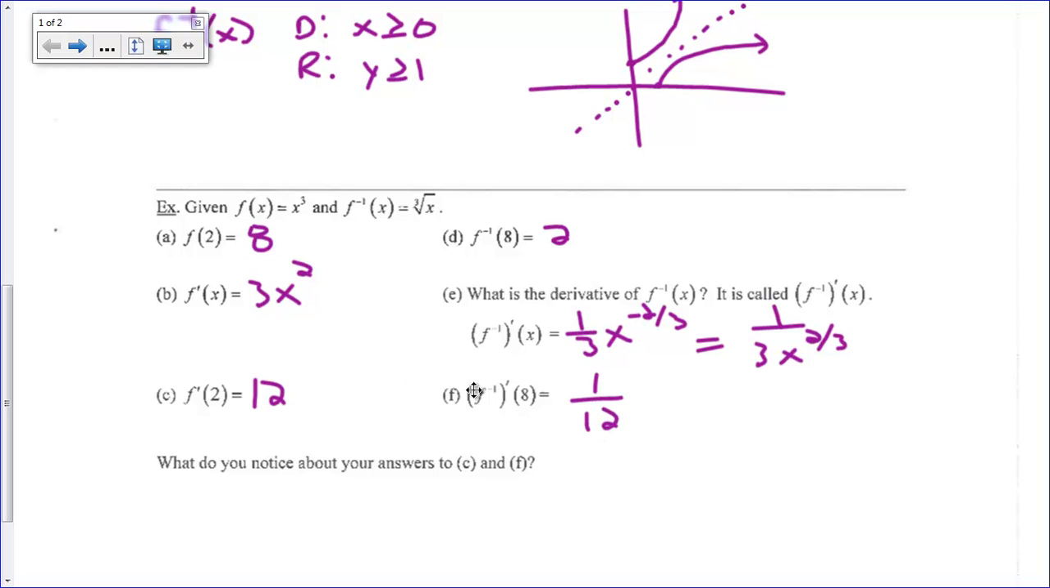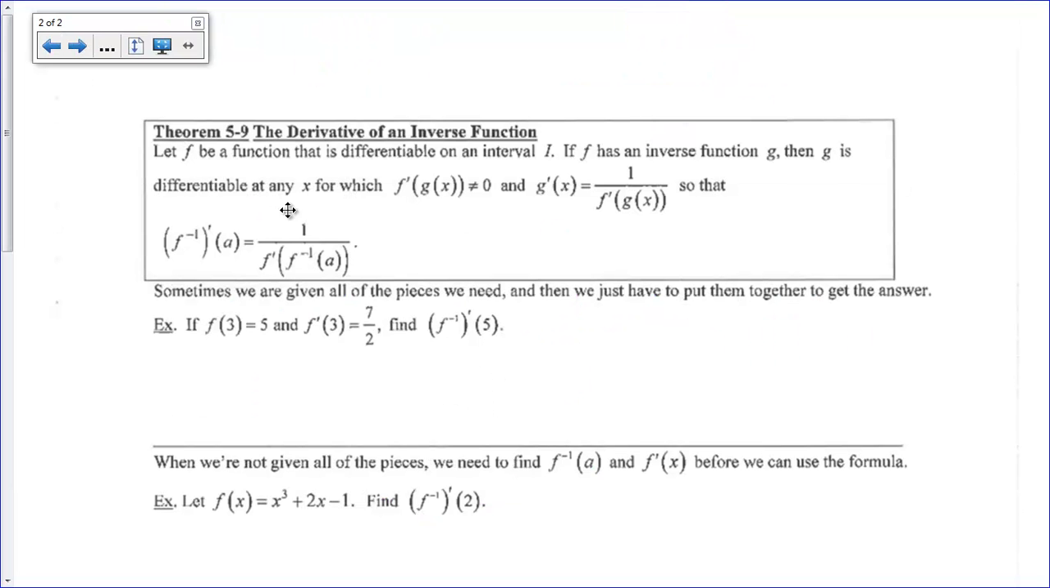What do you notice about these numbers? Well, they're reciprocals of each other. So the way I like to say it is that inverse functions have reciprocal slopes at flippy-floppy points. The slopes are reciprocal. So let's go through some examples of this.